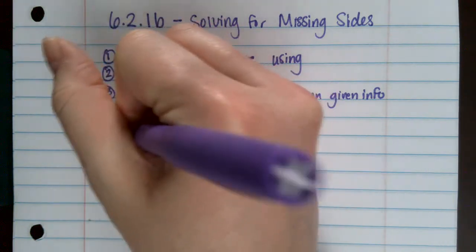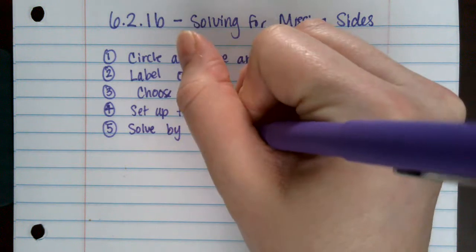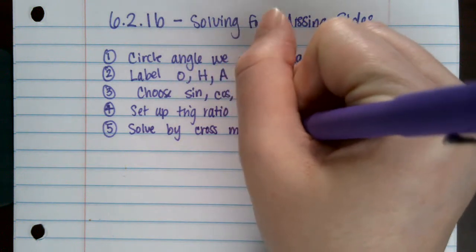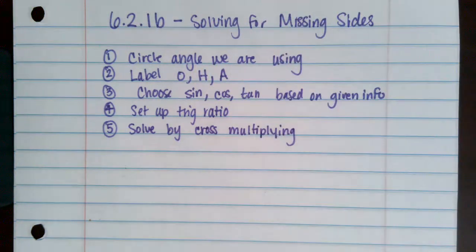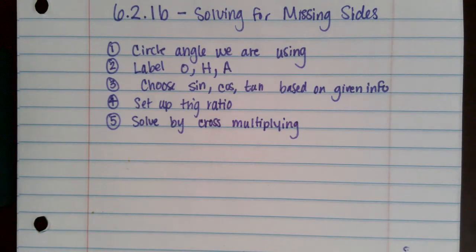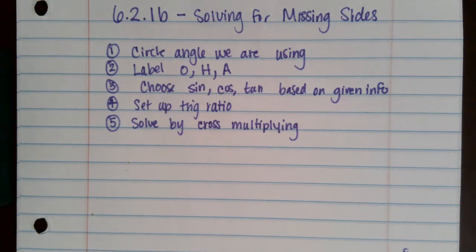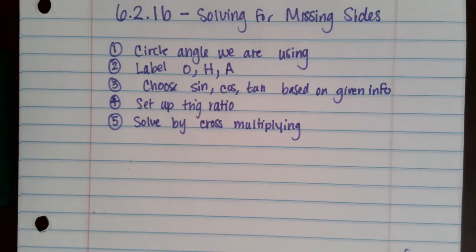And our last step is we are going to solve by cross multiplying. So that's where it's a little different than solving for missing angles. When we solve for missing angles, we need to use the inverse trig functions. And when we are solving for missing sides, we do not use the inverse. We are just going to be cross multiplying. And you'll see why when we set up a problem.